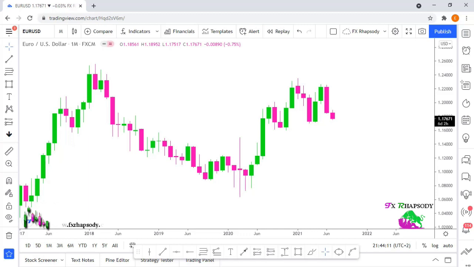Today we will be looking at the EUR/USD and also the USD/JPY.